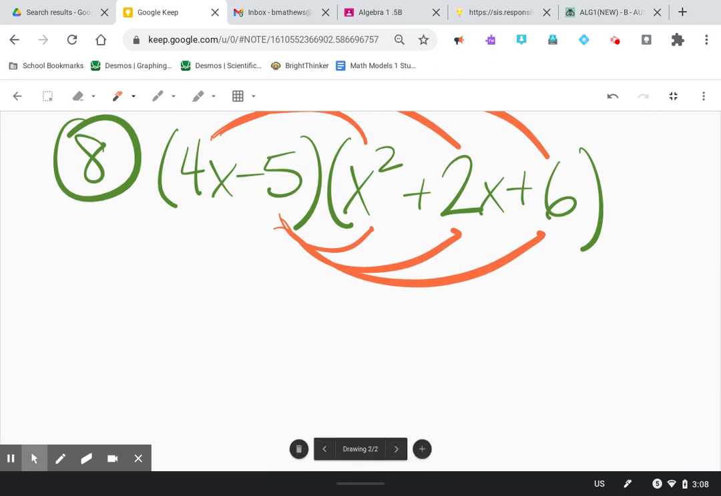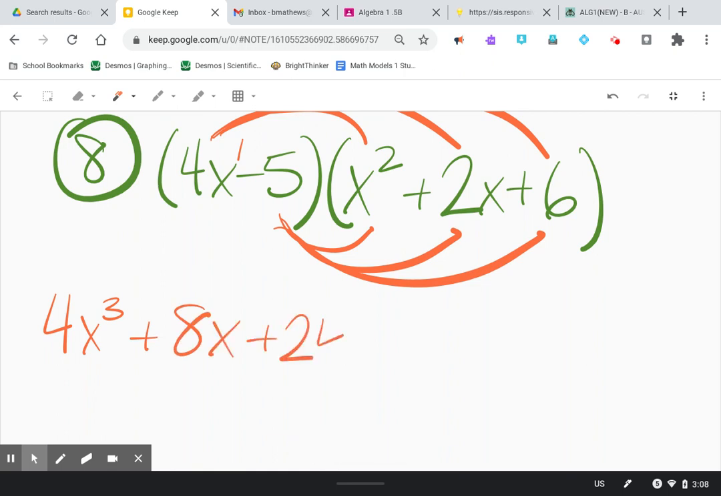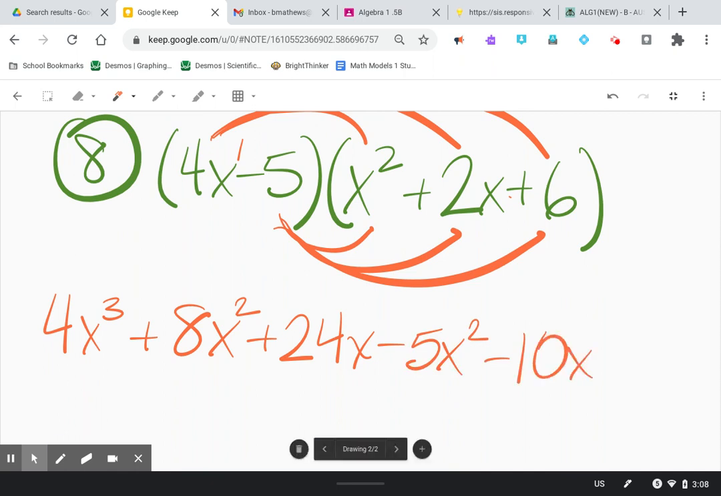4x times x squared is 4x to the third because there was an x1 and an x2. 4x times 2x is 8x. 4x times 6 is 24x. And I missed a squared on that second term. Let's go back to that. 4x times 2x is 8x squared. Then 4 times 6, 24x. Then we go minus 5 times x squared. That's negative 5x squared. Minus 5 times 2x is negative 10x. Negative 5 times 6 is negative 30.